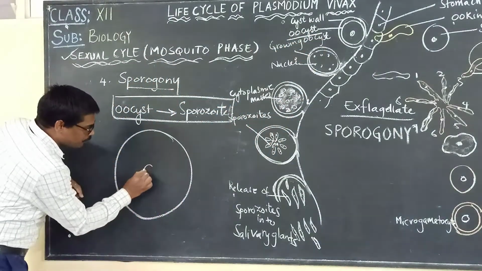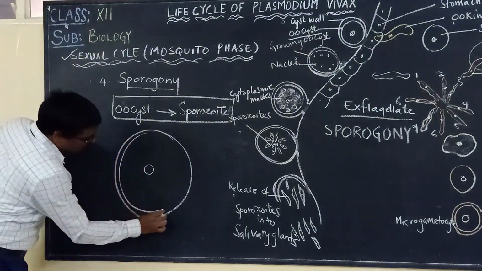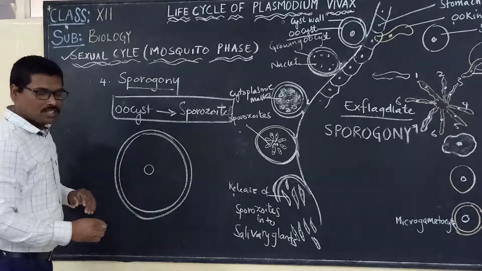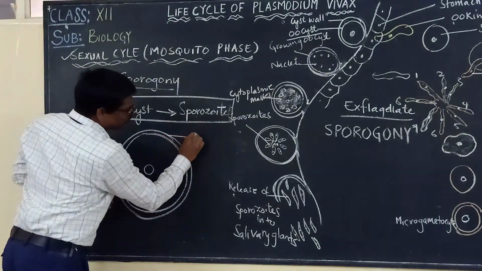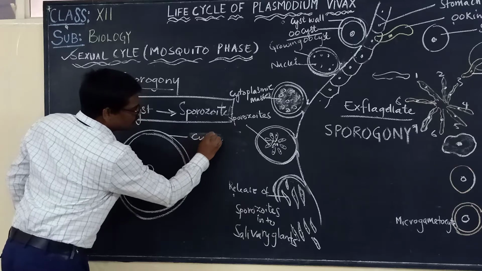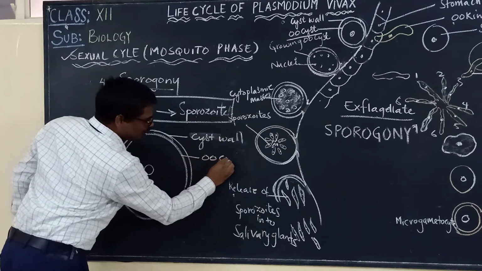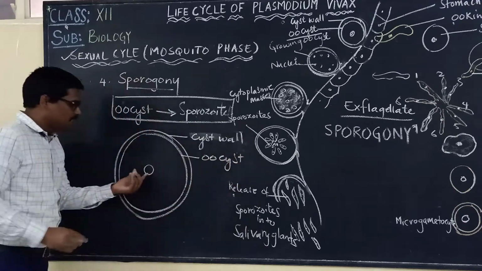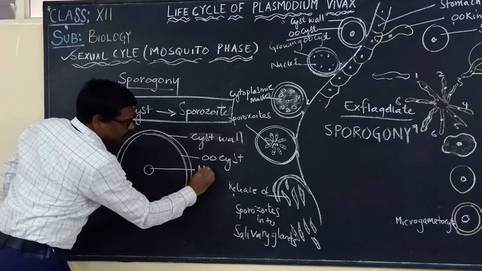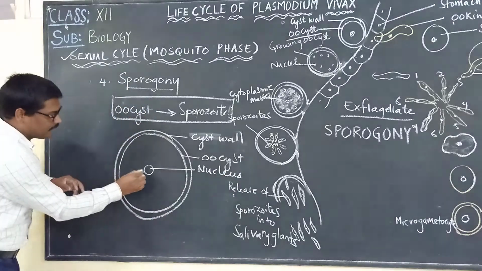So here is the nucleus. Here is the nucleus, which we can call the oocyst now. This is the cyst wall. And this we are calling what? Oocyst. Now it has its nucleus. Now please follow it carefully.